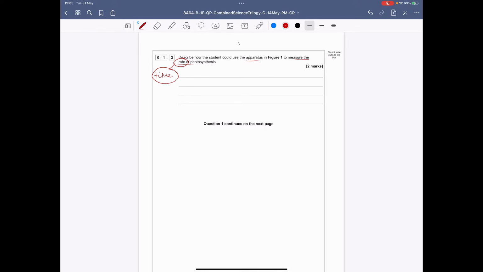So what you should have done when you did this required practical was you could count the number of oxygen bubbles made. That would get you 1 mark, but then you also need to say in a certain amount of time. Now you could make it up. It hasn't given you any limitations here, so you could say 30 seconds, a minute, whatever seems logical to you.